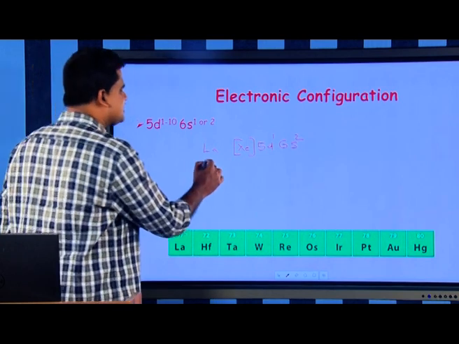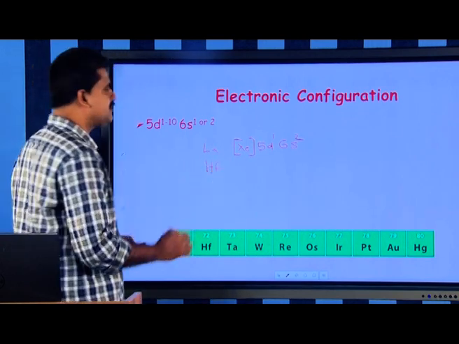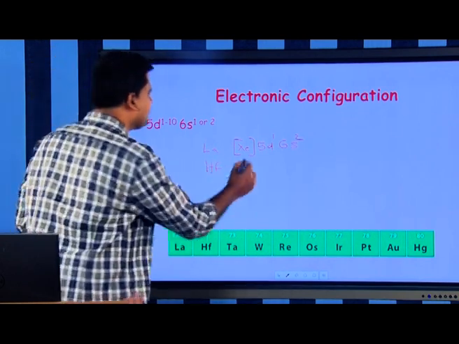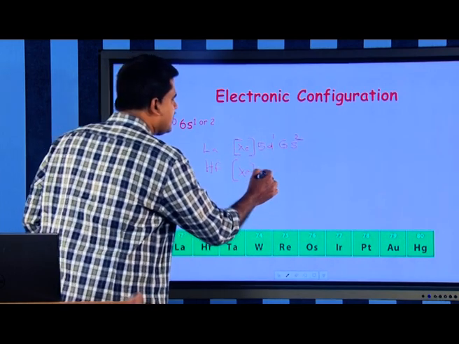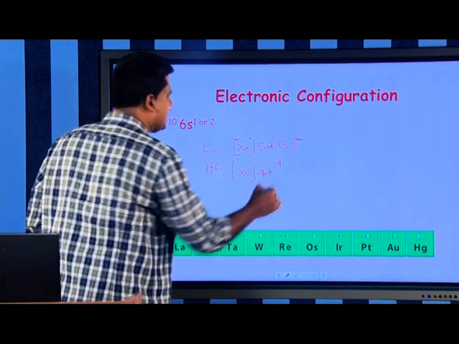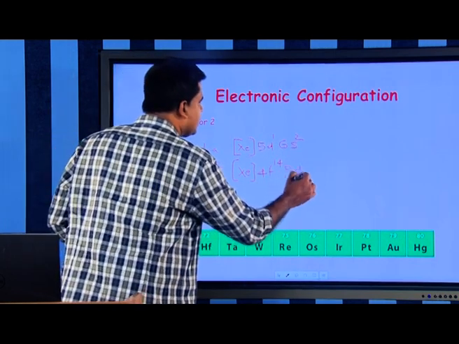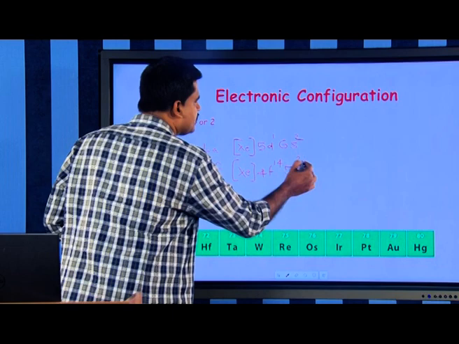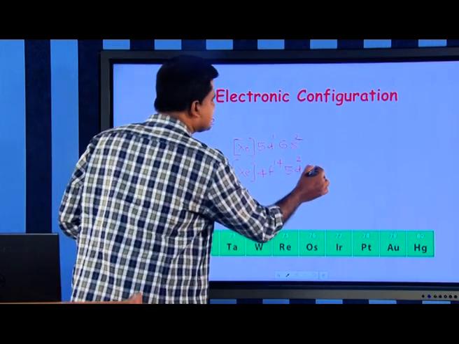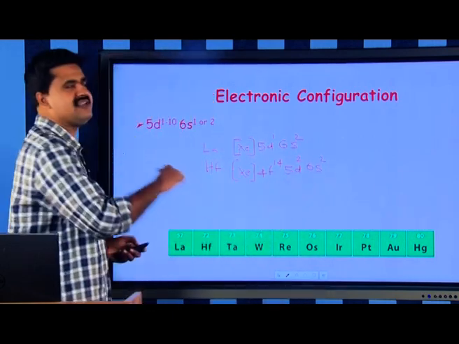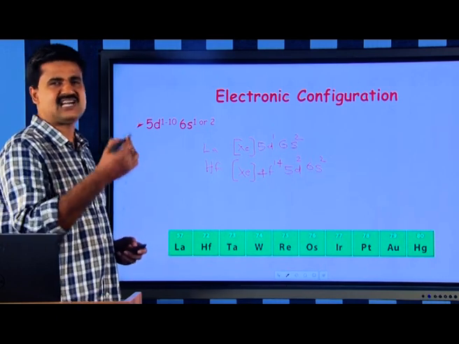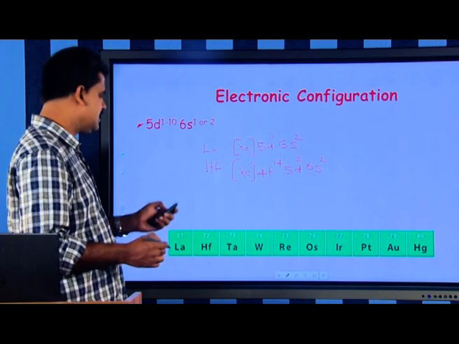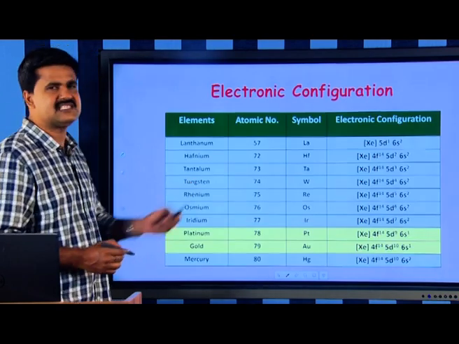Then the second element, hafnium, with atomic number 72, has the configuration xenon core, then 4f14, 5d, instead of 1 I have to put 2, 5d2 6s2. Like that we can represent the electronic configuration of other elements also. Some elements have exceptional configurations, that is clear from this chart.